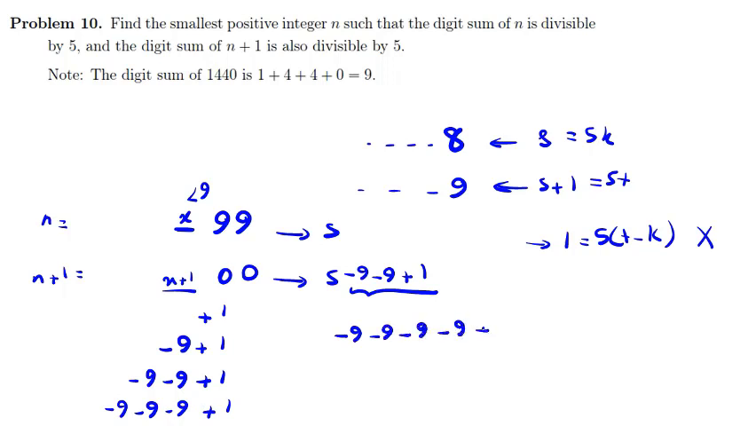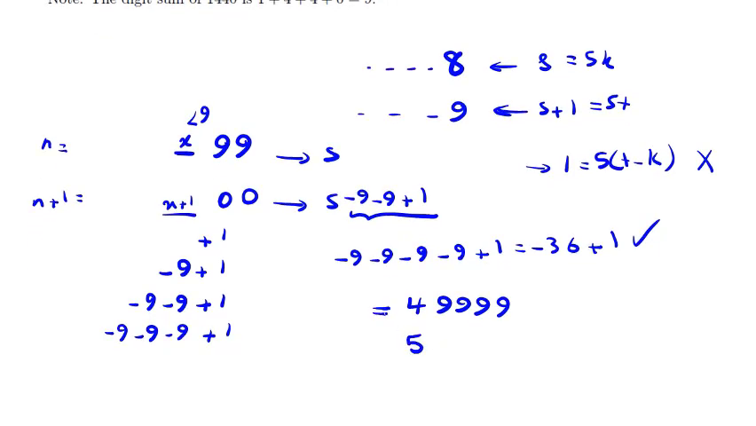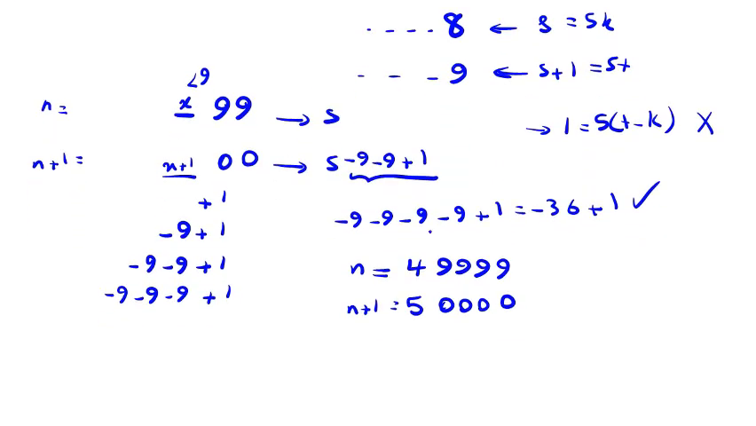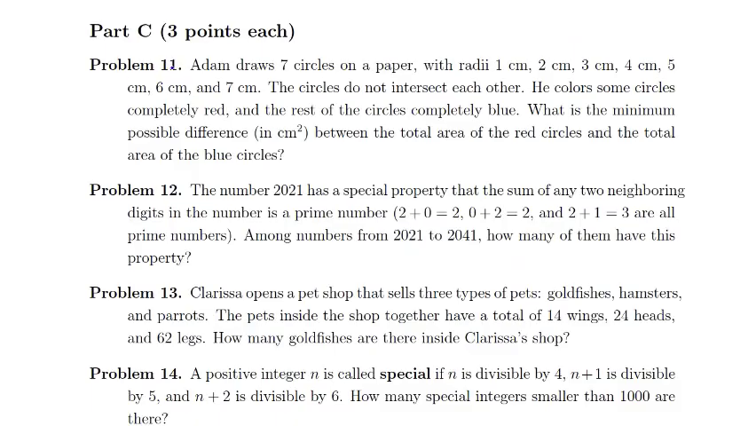Negative 4 9s plus 1, which is negative 36, plus 1, which is okay. So if you have 4 9s, it is okay. And this digit should be what? It is 36, so we should place it here, 4. And the next digit will be n, and n plus 1 will be what? 5 and 4, 0. So it says, find the smallest positive integer. So the answer is 49,999.